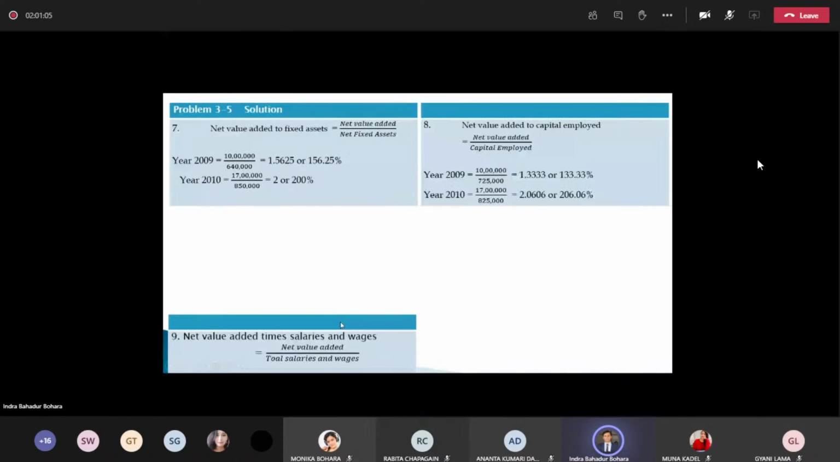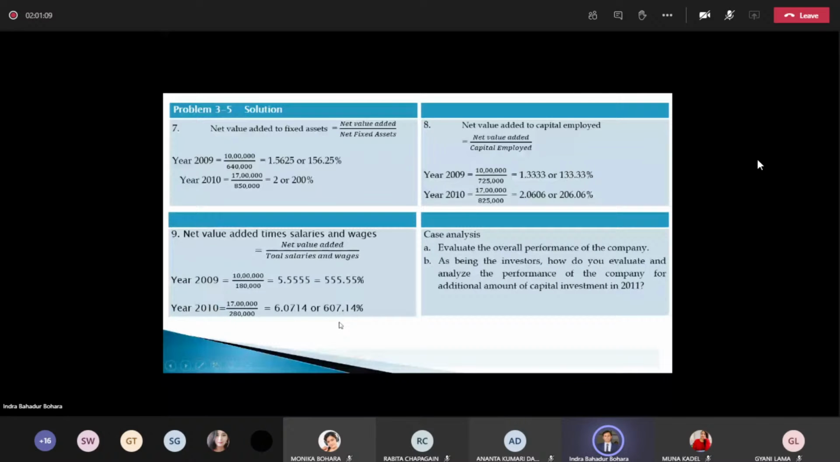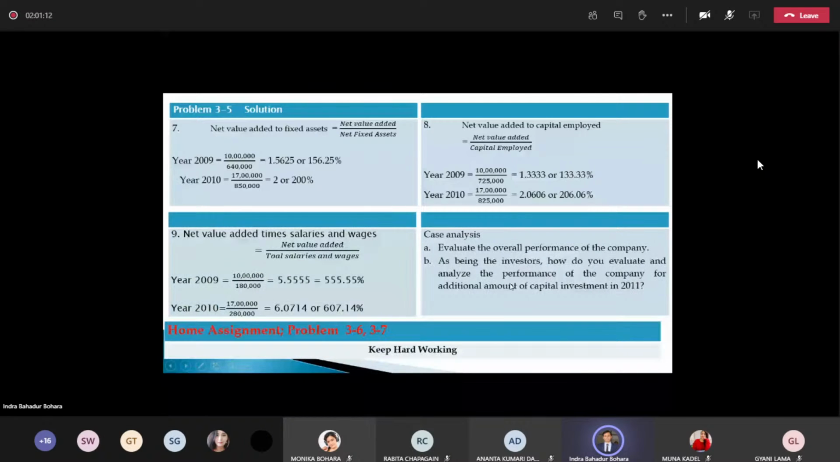Now second case, as being the investor, how do you evaluate and analyze the performance of the company for an additional amount of capital investment in 2011? Suppose you are going to invest some additional amount of capital in that company. In such condition, how do you evaluate and analyze? What recommendation do you give? What are your views on the key one?